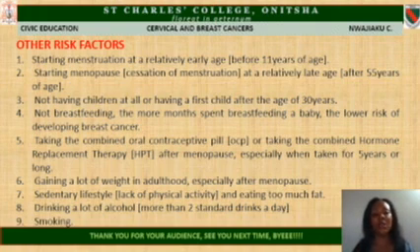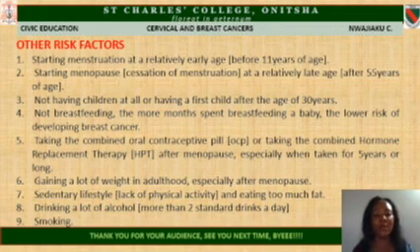Number 3, not having children at all, or having a first child after the age of 30 years. Not having a child or having your first child at the age of 30 years, the person may have that chance of getting breast cancer. Number 4, not breastfeeding. The more months spent breastfeeding a baby, the lower the risk of developing breast cancer. Breastfeeding is very, very necessary.